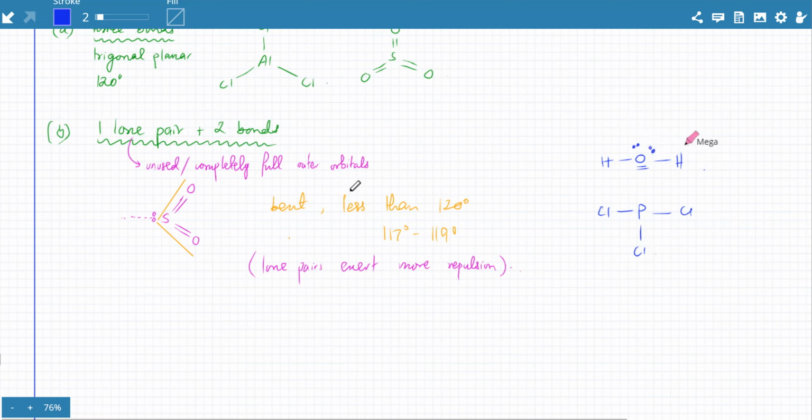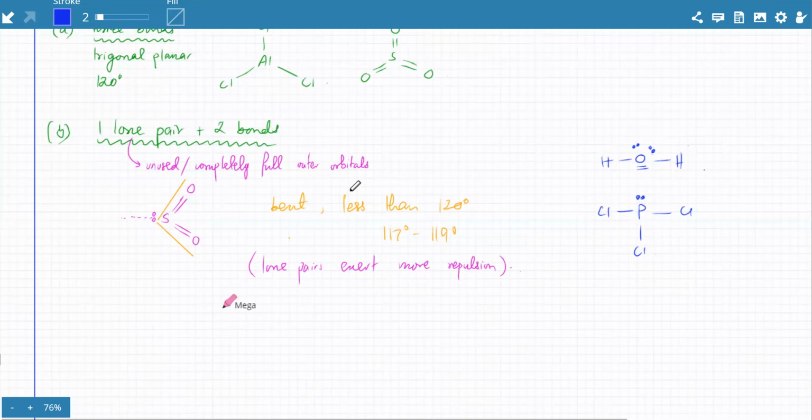Okay. What about PCl3? P is in group 5. We would have just one lone pair. Okay, it's going to have one lone pair or two electrons, basically. So you must know how to find the lone pairs.